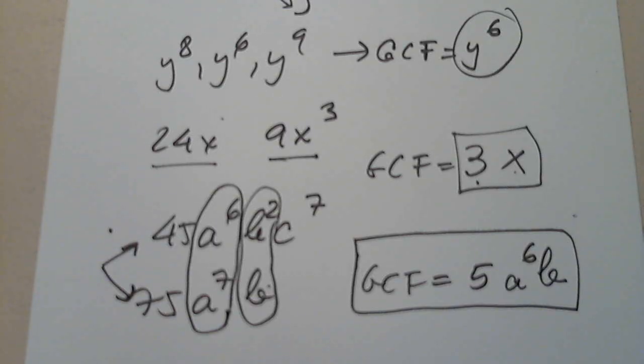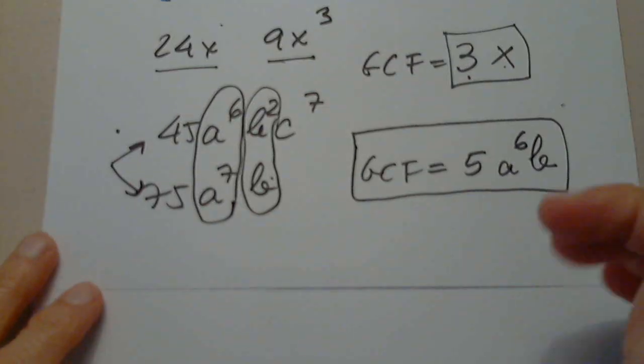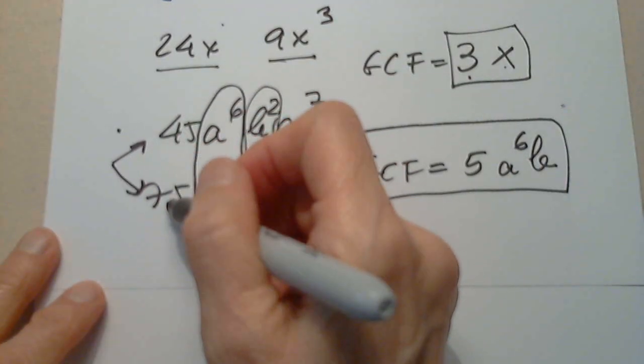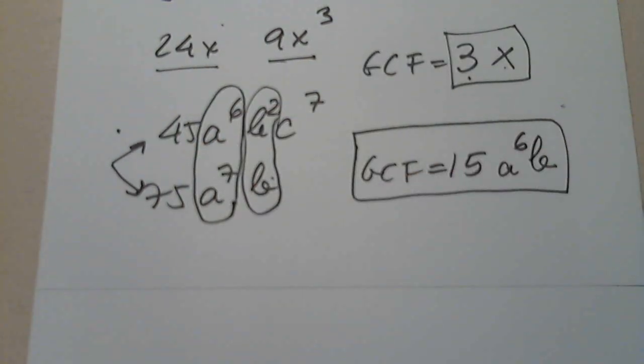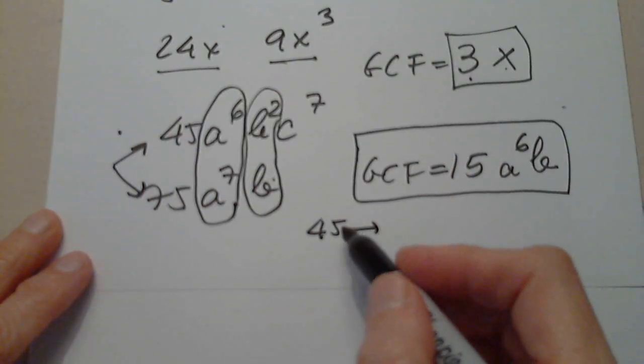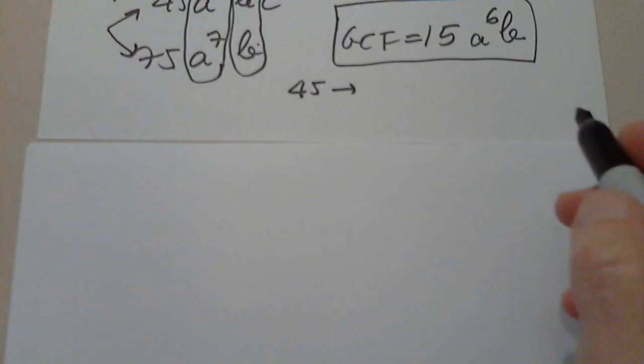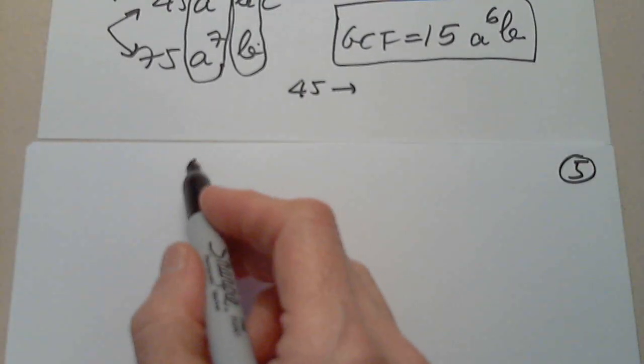Would that be 15? Yes, we also have 3 in common. Yes, it is 15. So let's look at 45. 45 has the prime factorization. That's even easier and better always. So let's look at 45.